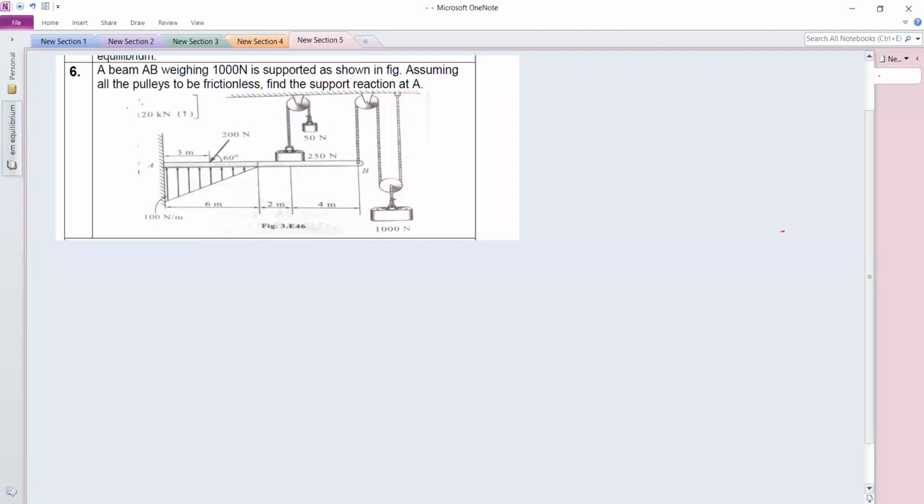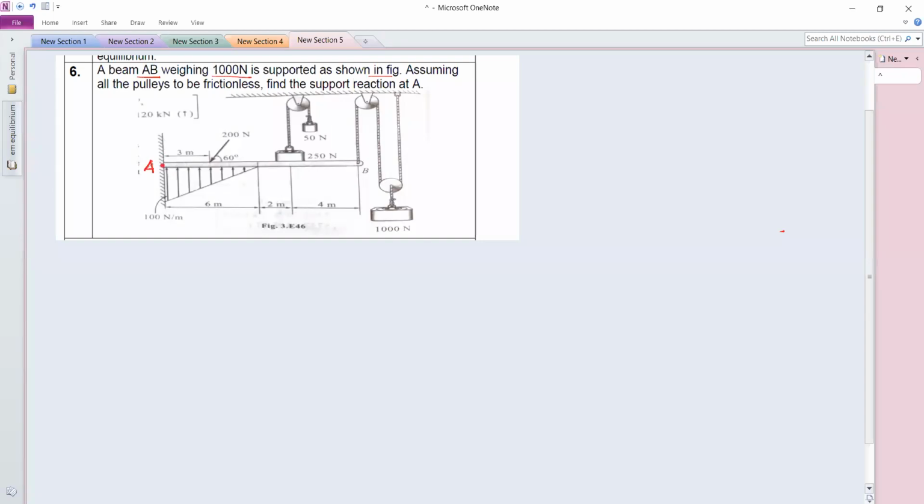Okay, so what is given in this problem? A beam AB weighing 1000 Newton is supported as shown in the figure. Assuming all the pulleys to be frictionless, that means smooth pulleys, find the support reaction at point A. Okay, so this is the support point.